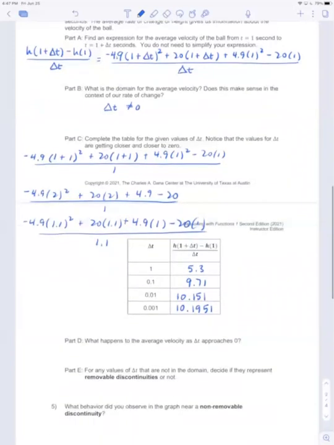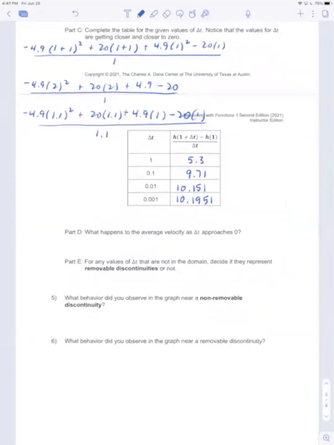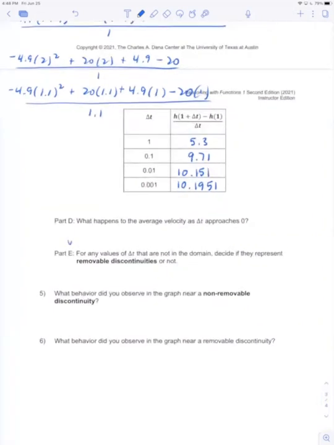Part D, let me just scroll up here. Part D, it says, what happens to the average velocity as delta t approaches 0? So the smaller delta t gets, or closer to 0 delta t gets, the velocity is staying around 10.2 miles per hour. So the velocity is staying about 10.2 miles per hour.